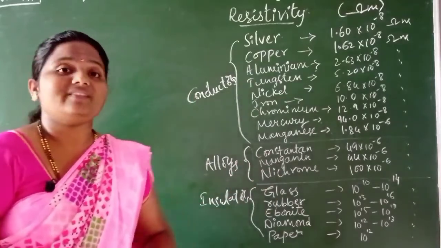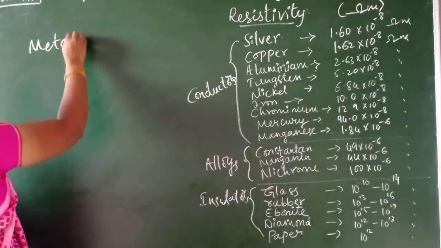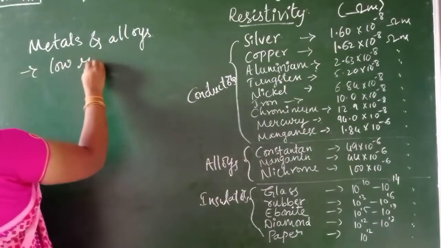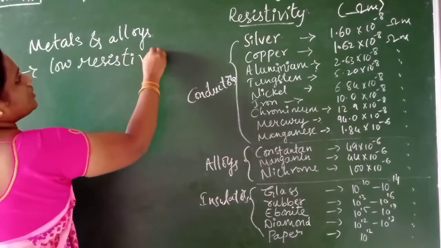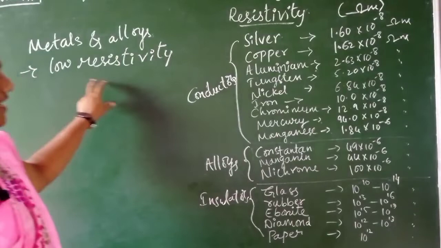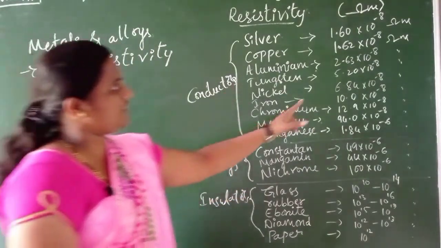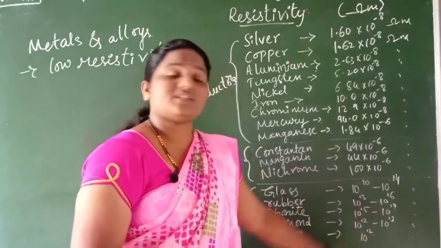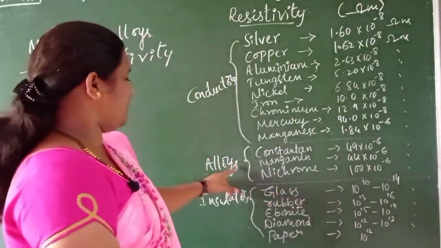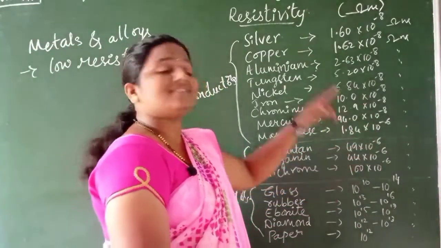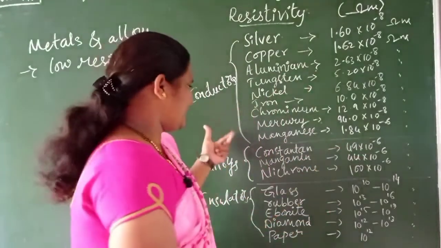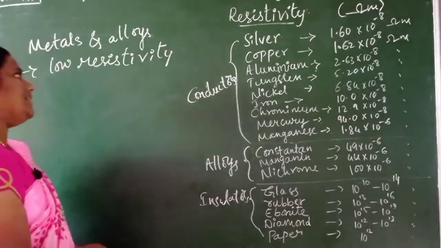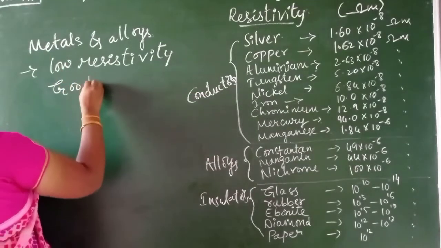Because of this reason, we say that generally metals and alloys offer low resistivity. They are offering less resistivity, children. See, compare the resistivity of conductors and alloys with the insulators. Insulators have almost 10 to the power of 10 to 10 to the power of 14, and like that 15 to 17, which means a larger value. Whereas for conductors and alloys, the values are with negative exponents, which means smaller, low resistivity. Alloys and conductors have low resistivity compared to insulators, and low resistivity is nothing but good conductors.